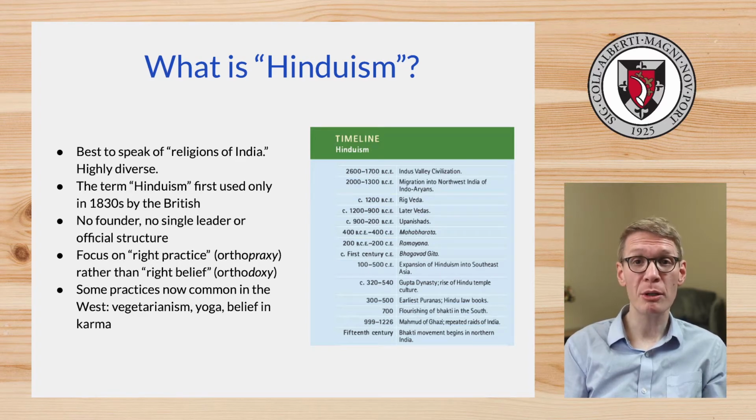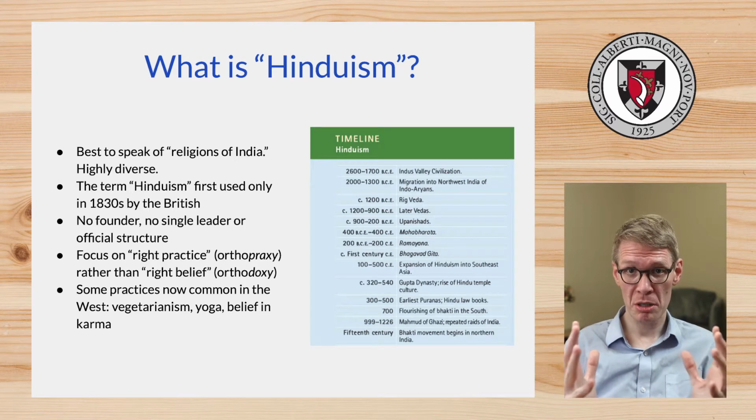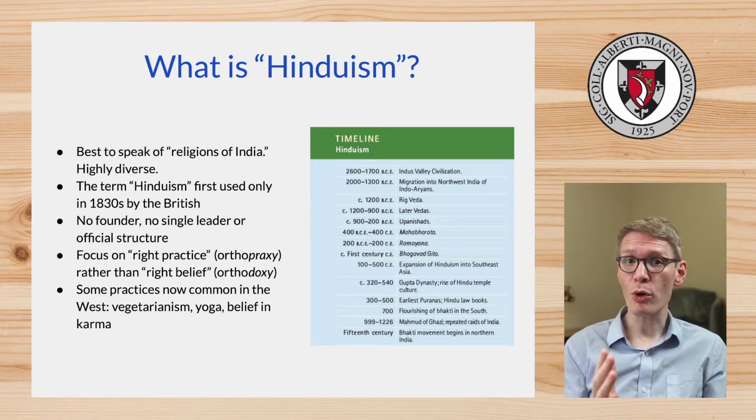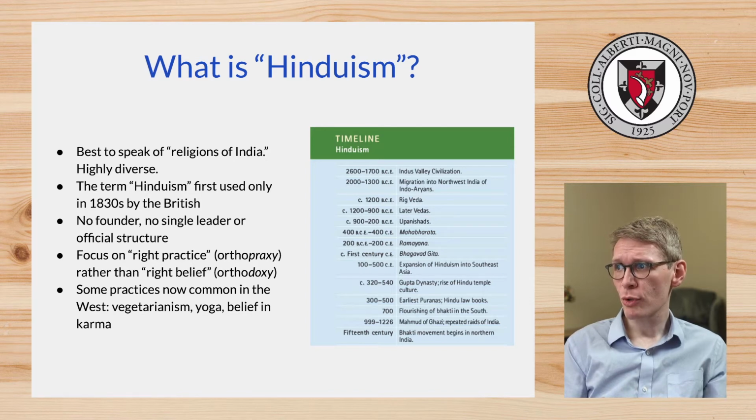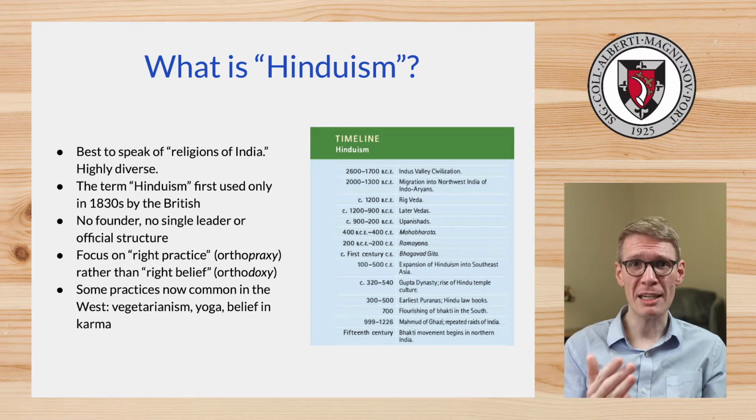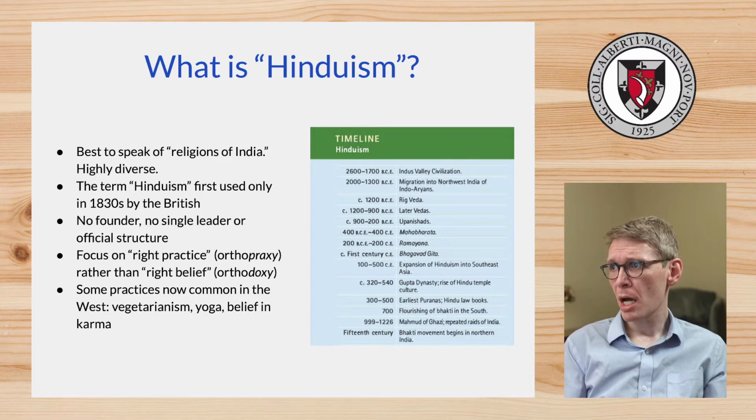I've put up on the slide here, and if you have a big enough screen, I encourage you to enlarge it, a portion of the timeline provided in our text, tracing the actual years that we're talking about here. BCE, of course, refers to before the Common Era. We start off around 2600 BCE with the Indus Valley Civilization.